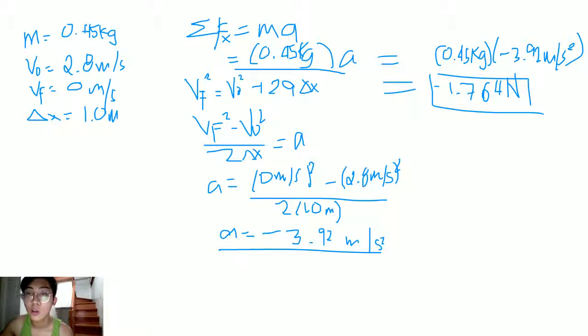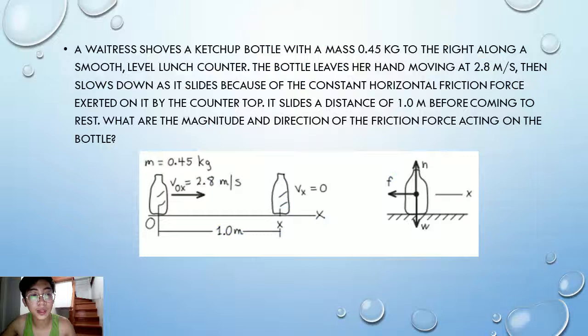Ibig sabihin, kung negative 1.764 yung ating friction, dapat ang force na in-apply dun sa object ay 1.764 because summation of forces would be 1.764 plus yung ating friction which would be negative 1.764. So magka-cancel out na sila, so dapat lang na ma-equal siya sa 0 to achieve its full stop. So nasagot na natin ang ating first problem. So magpunta naman tayo ngayon sa ating susunod na problem.